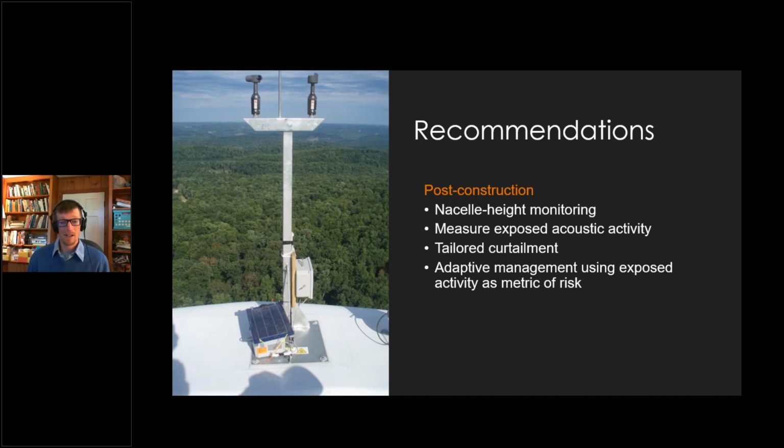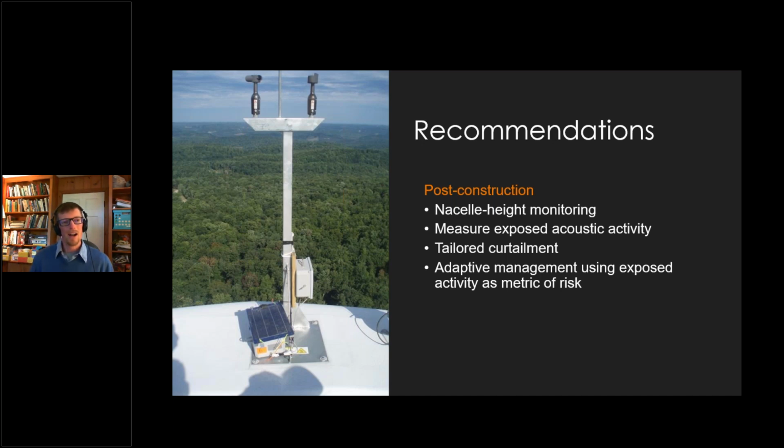In some cases, let's say bats are actually flying at very high wind speeds, that might point you in the direction of something like a deterrent technology as opposed to curtailment, which may be more appropriate if these data show that the preponderance of bad activity is happening when it's very calm.